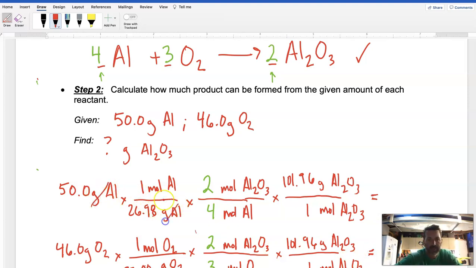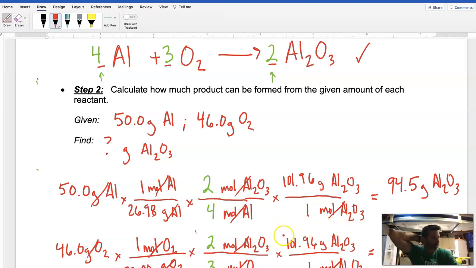I really should cancel out my units as I go through and do this. So let me cancel these guys out. Cancel, cancel. I should be doing that as I'm working through the problem. All right, now if I calculate this out, I should get 94.5, I believe, grams of aluminum oxide for this guy. And if I do the calculations correctly here, I should get 97.7 grams of aluminum oxide.